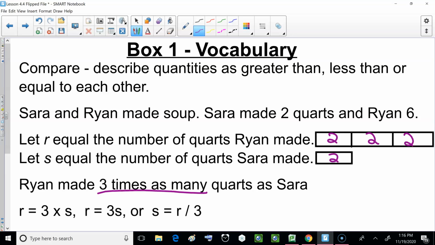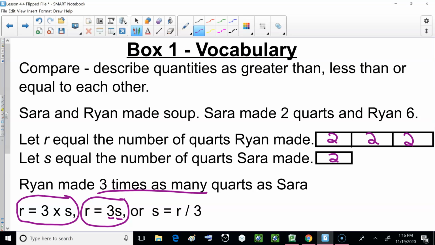So there are some different ways that we could write this. We write it as a multiplication equation. Ryan's on one side, Sarah's on the other, and it would take Sarah times 3 to equal how many quarts of soup that Ryan made. We could also write it this way. Ryan's on one side, Sarah on the other, and 3 and S together. We know with a number and a variable together, that means we should multiply those as well.